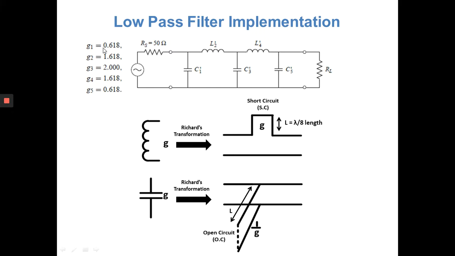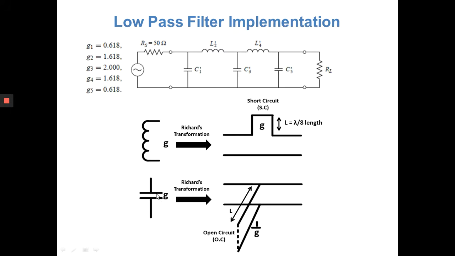Then what would be the impedances of this one? Since these are all normalized values, if we have a normalized value of G, any G here, let's say here you have G2 and G4, it will directly give the value to here. So if we have G2 here, 1.618, so here will be 1.618.